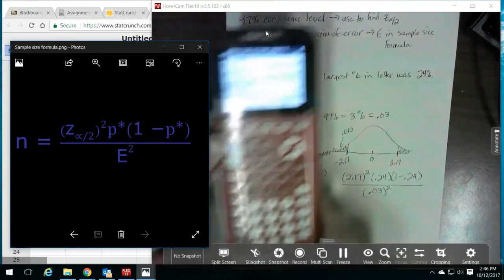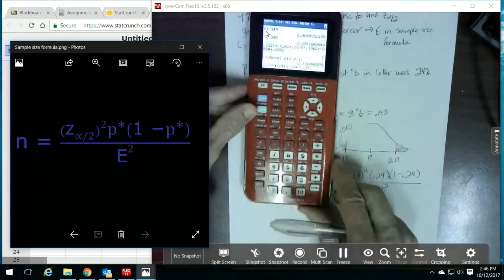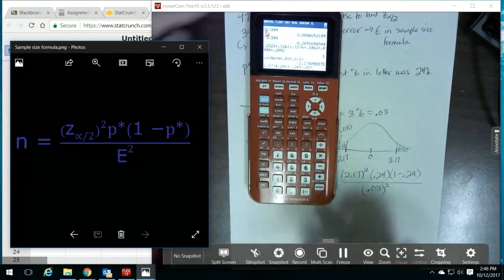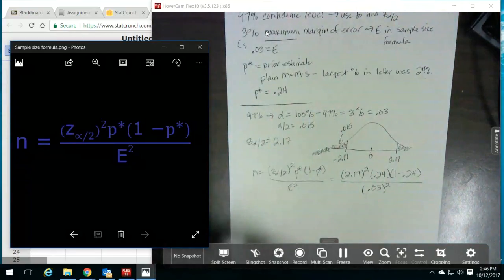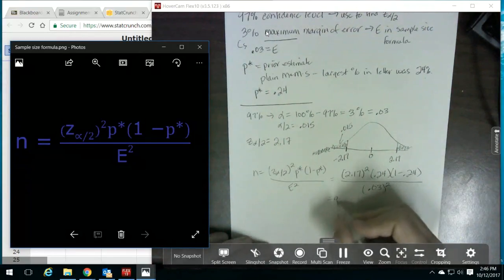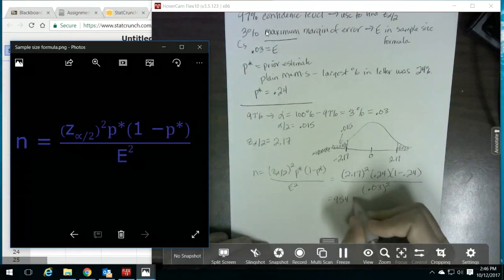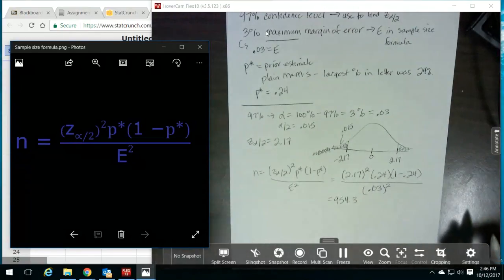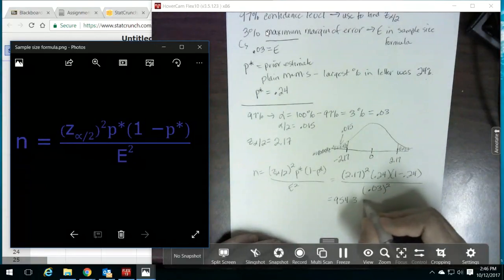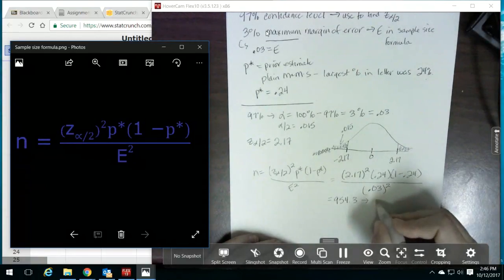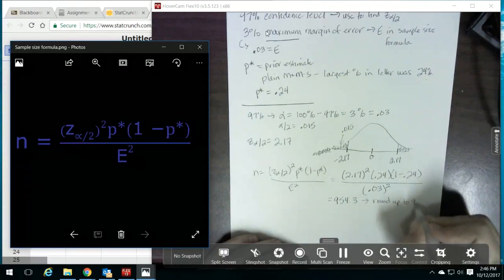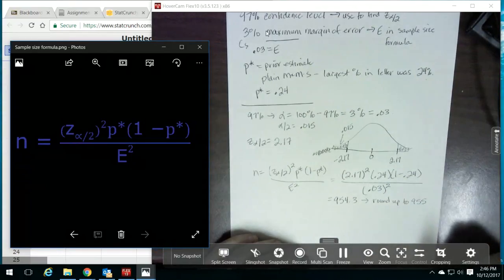So I'm just going to take those things and plug them into my calculator. I'm plugging all of this in at once, in one line. I'll put this up here so you can see it. What comes out is 954.3. When you're doing minimum sample size, you always have to round up to the next biggest integer. So this would round up to 955.